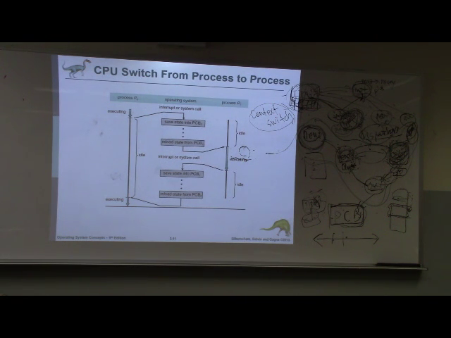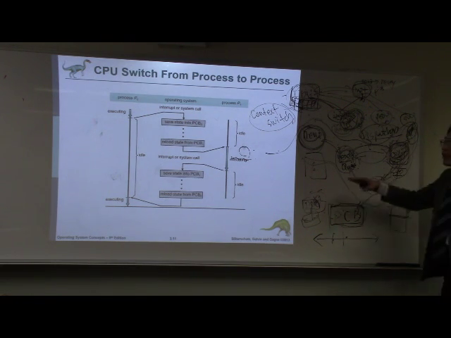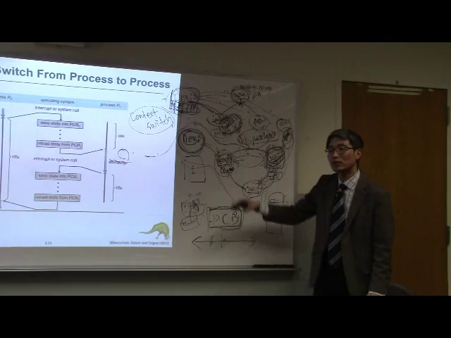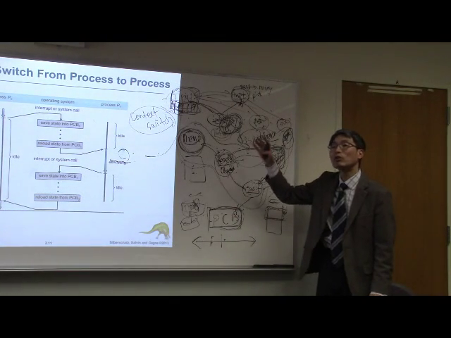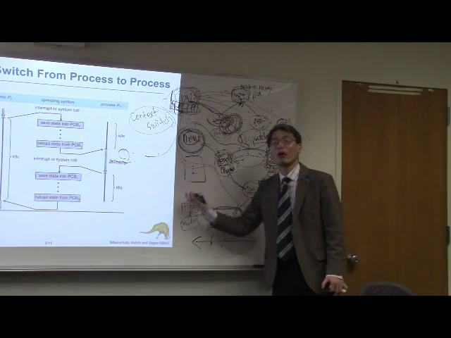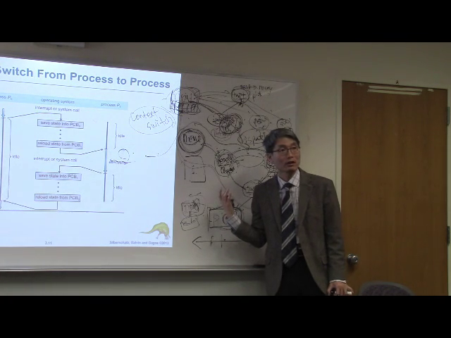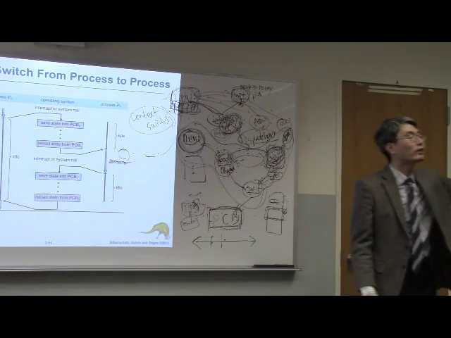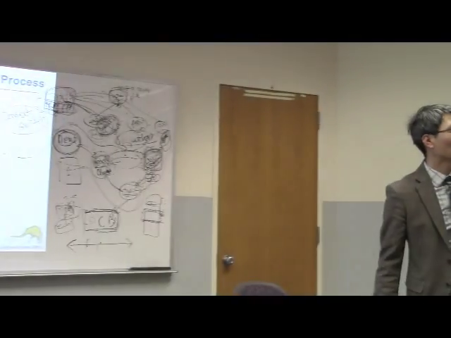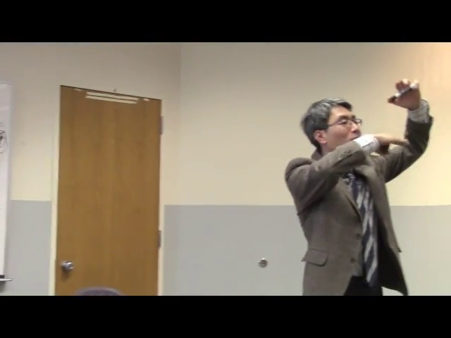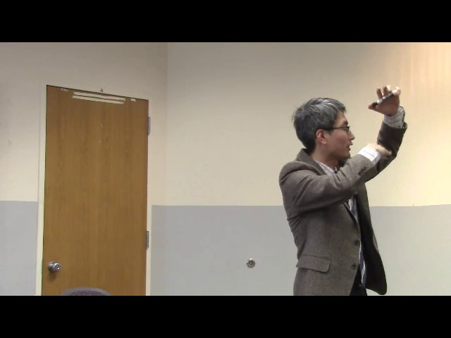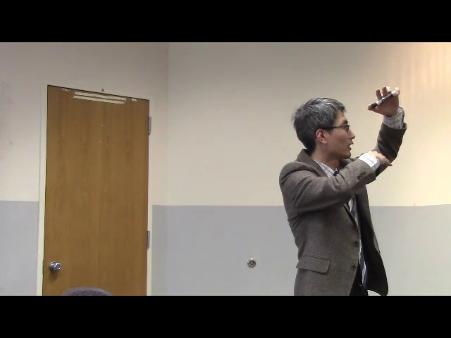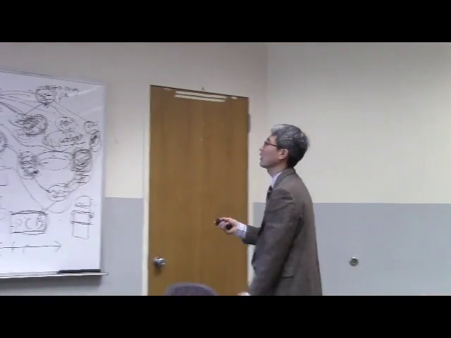But if you limit it to too few context switches, you may lose the degree of multiprogramming. So you need to balance. Who is in charge of controlling and optimizing the context switch? The CPU scheduling algorithm. Using the CPU scheduling algorithm, you can balance.